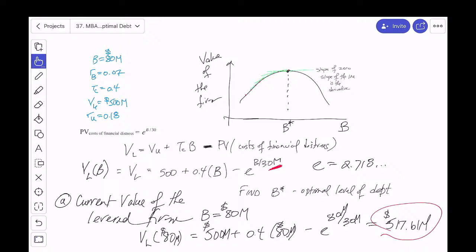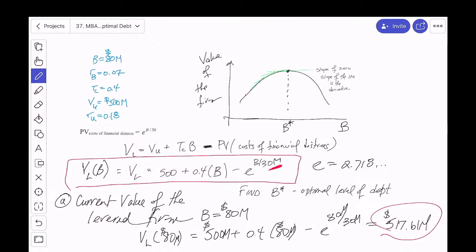So I gave you information that you had to read and then identified a function for financial distress costs that you had to subtract and create a new function. And then we use the function at the current level of debt for the current value of the firm. We get 517.61 million.